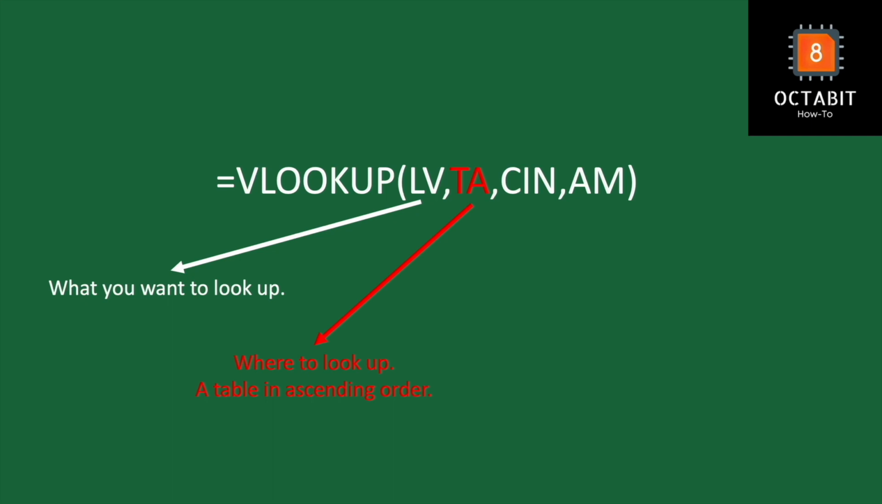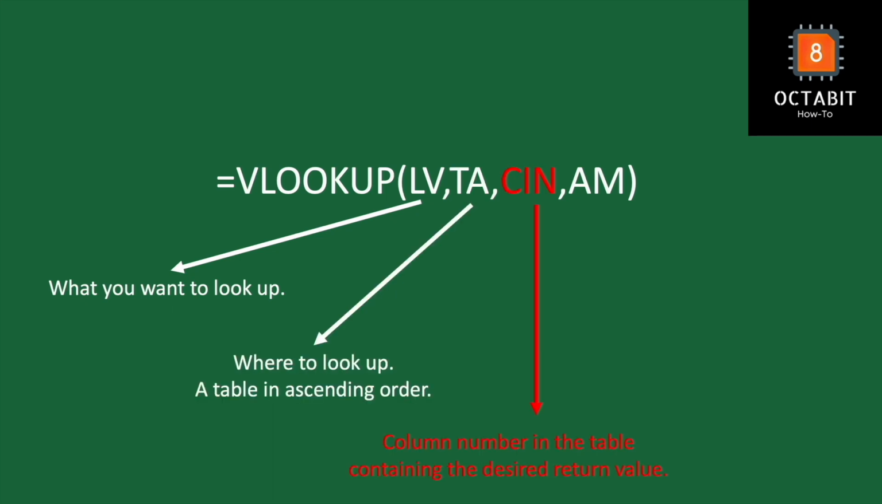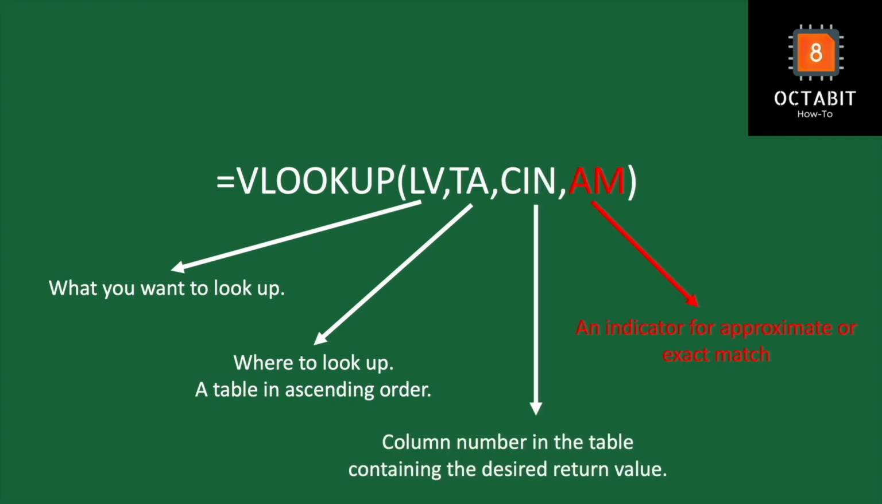To simplify, the lookup value is what you want to look up. This must always be found in the leftmost column of your table array. The table array is where you want to look for it. This is your table in ascending order. The column index number is the column number in your table array containing the value you want to return. The last value is indicated as true, or false for approximate match. If left blank, this will always be assumed as an approximate match.